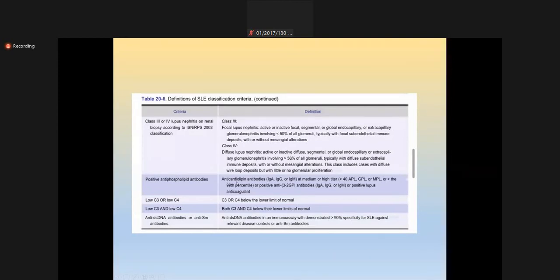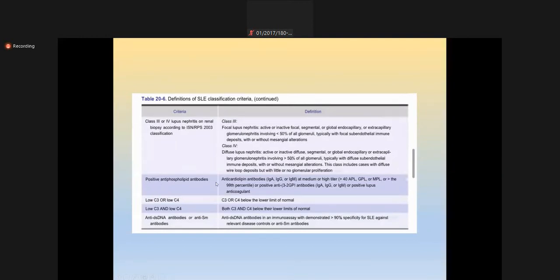So this is anticardiolipin antibody, which could be IgA, IgG, or IgM. It could be anti-glycoprotein antibodies, beta-2 GP1, or the third one is lupus anticoagulant, a positive lupus antibody.